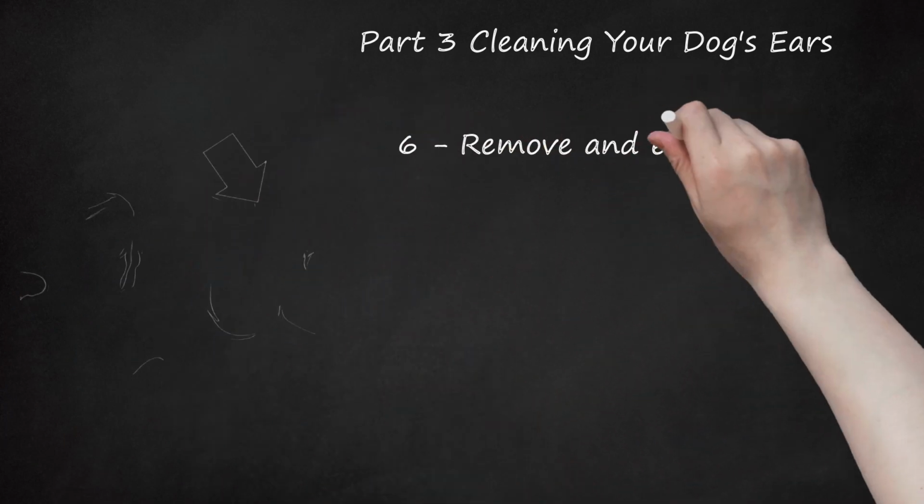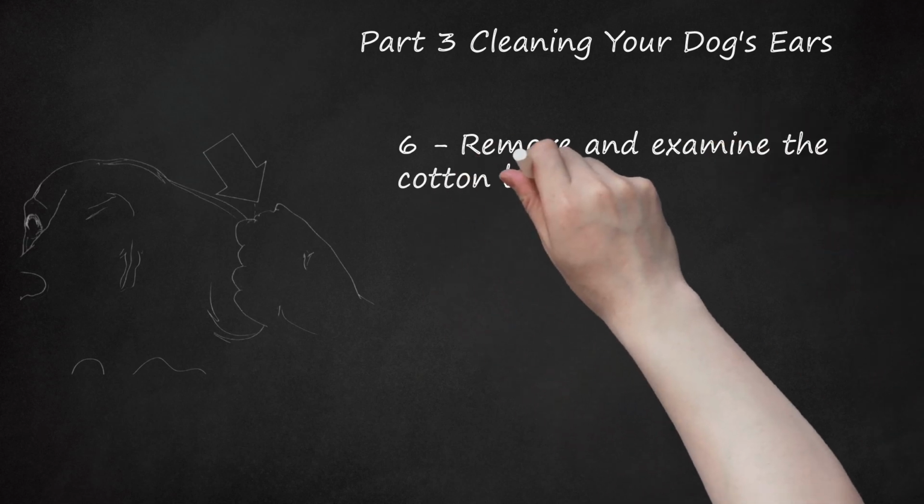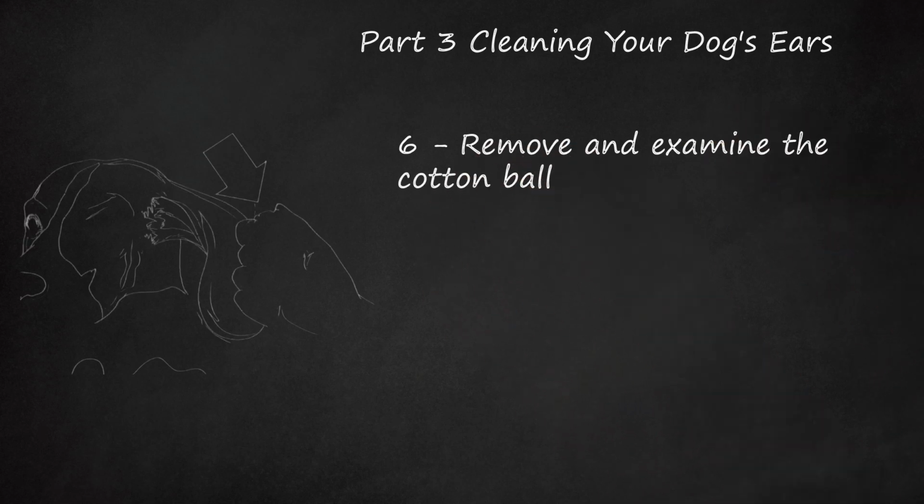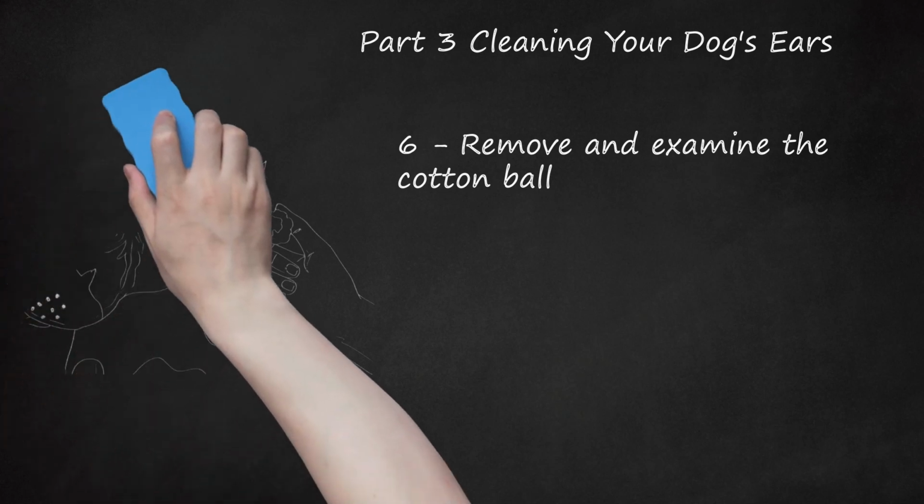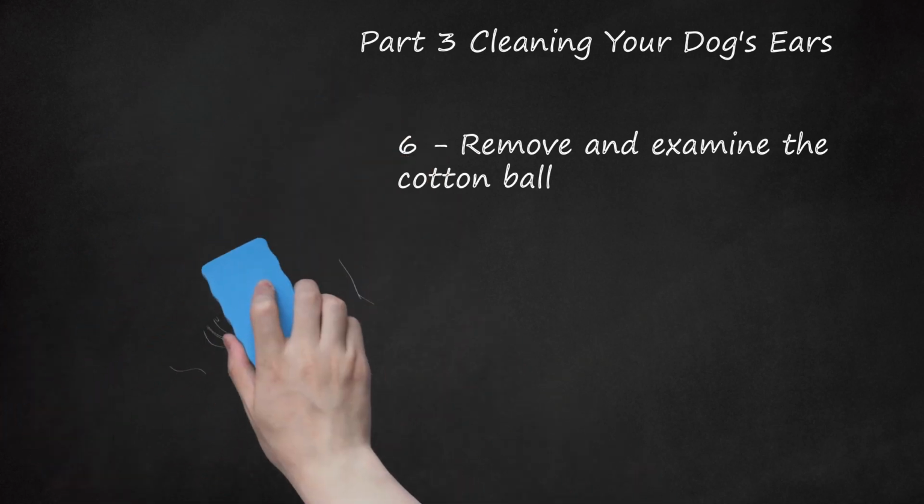6. Remove and examine the cotton ball. Remove the fluid-soaked cotton ball and look at the bottom surface for wax or discharge. Use a cotton ball to wipe the dirt out of the visible, exterior parts of the ear. Gently wipe the inner ear flap and around the ear with a dry, soft towel to clean loose dirt and moisture. If there is a lot of debris on the cotton ball, then repeat the rinse, agitate, and absorb procedure again.